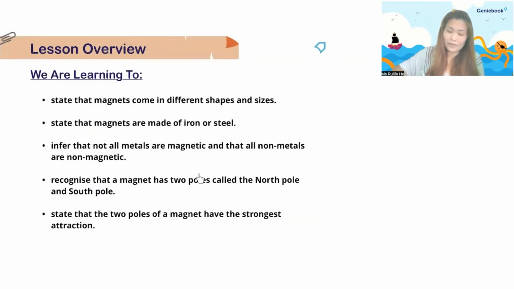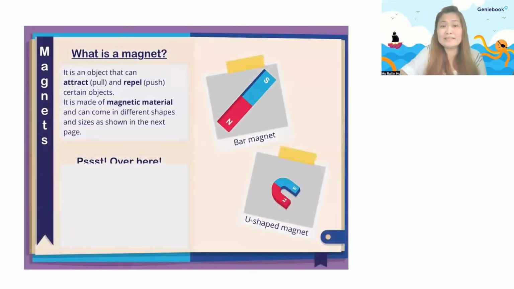Other than that, we're going to look at the poles of the magnets, as the poles have the strongest attraction. So what exactly is a magnet? It's something that will attract or even repel certain objects. When we talk about certain objects here, we are looking at magnetic materials. We are also looking at things that are probably magnets themselves.